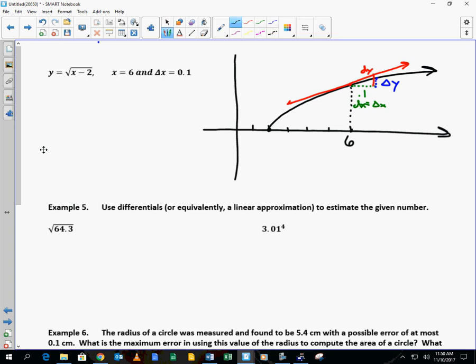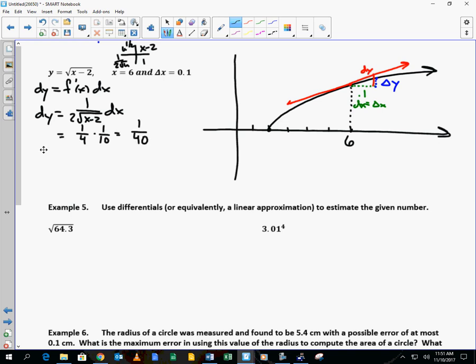Okay, so we want to compute dy. dy is equal to f prime of x dx. How do I compute f prime of x? Chain rule, yep, find the derivative. U to the 1/2, 1 over 2 roots of u, x minus 2 and 1. So therefore dy is equal to 1 over 2 roots of x minus 2 dx. That is my differential. What do I plug in for x? 6 minus 2 is 4. Square root of 4 is 2. 2 times 2 is 4, so I got 1/4 times 1/10, and I get 1 over 40, which on our calculator would be 0.025 if we were to actually write that as a decimal.